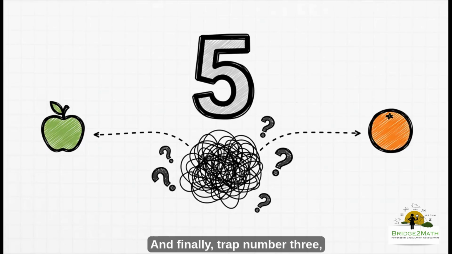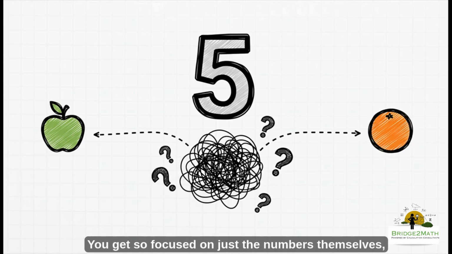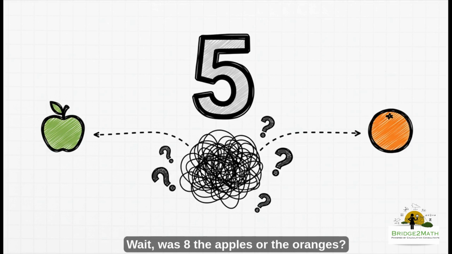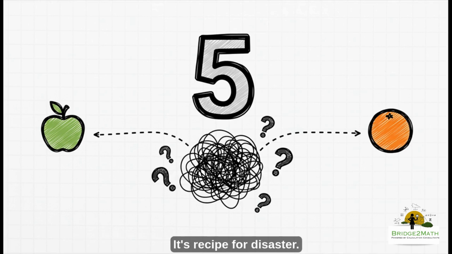And finally, trap number 3, this is what I call losing the plot. You know what I mean? You get so focused on just the numbers themselves, the 8, the 2, the 5, that you completely forget what they even stand for. Wait, was 8 the apples or the oranges? When those numbers get disconnected from their real-world meaning, you're not doing math anymore. You're just pushing digits around. It's a recipe for disaster.